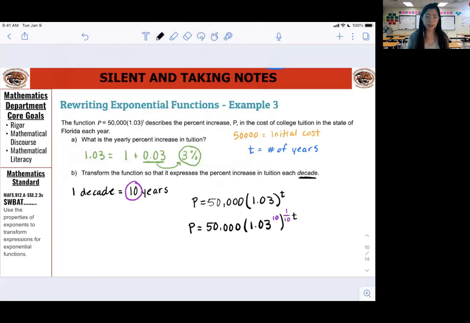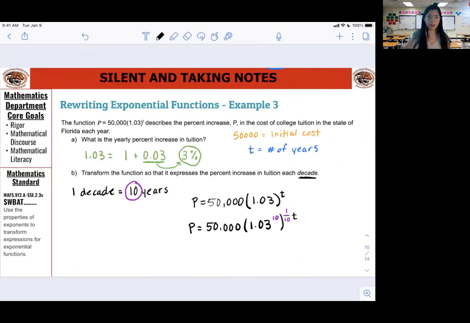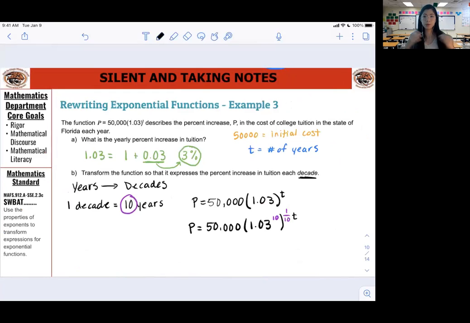Because in this case, and let me actually go back one slide. Here, I started with decades and I needed to figure out the years. So I went from big to small. But in this case, I'm starting with years. Let me bring this down. I'm starting with years and I'm going up to decades. It's increasing. It's going up. So that's why this time I put the 10 on the inside and the 1/10 on the outside.